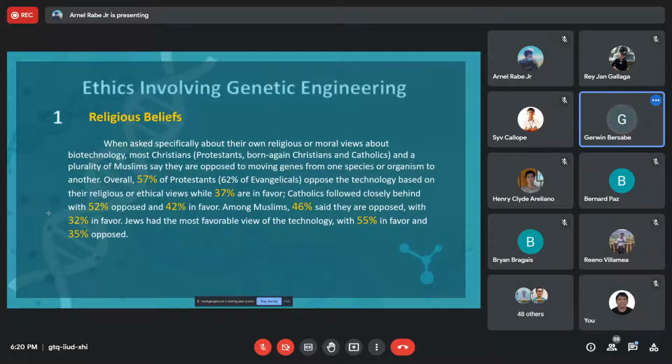So for the first one, it is religious beliefs. When asked specifically about their own religious or moral views about biotechnology, most Christians and a plurality of Muslims say that they are opposed to moving genes from one species to another. Overall, 57% of Protestants oppose this, followed by Catholics with 52% and Muslims with 46%, while Jews had the most favorable view of the technology with 55% in favor and 35% opposed.